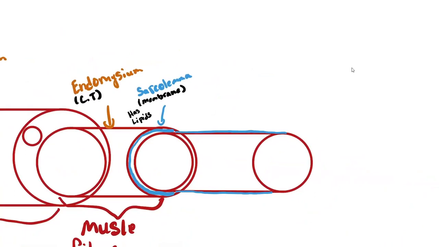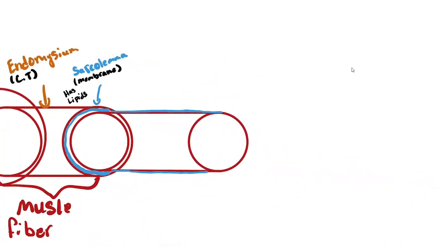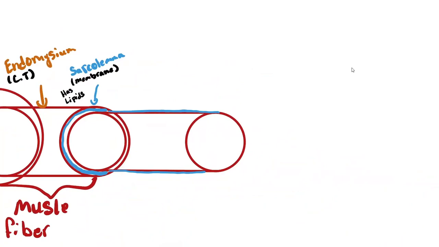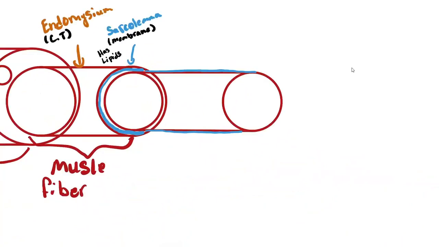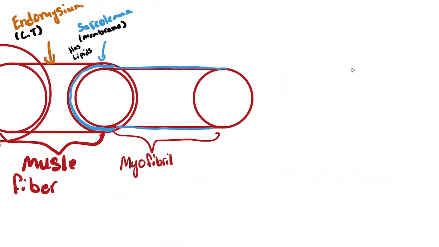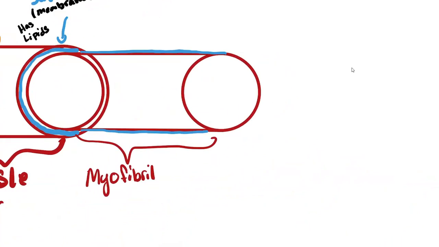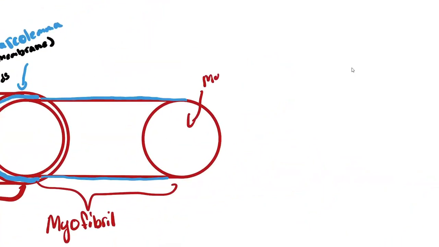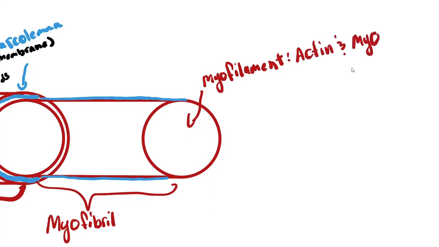And then here inside, again, this is the myofibril. And in here, we're gonna have the myofilaments. And that's gonna be the actin and myosin.